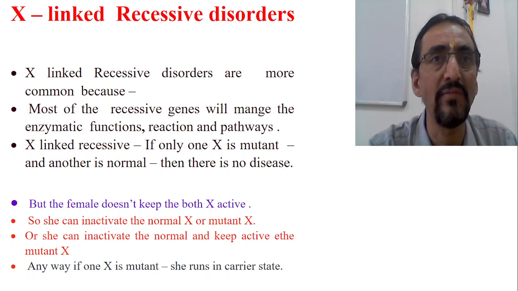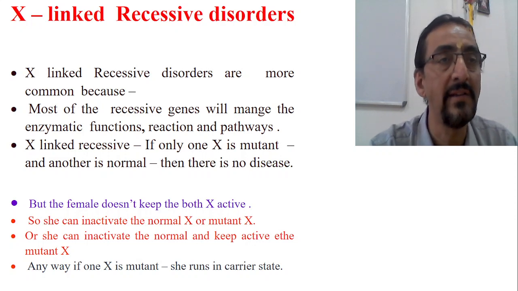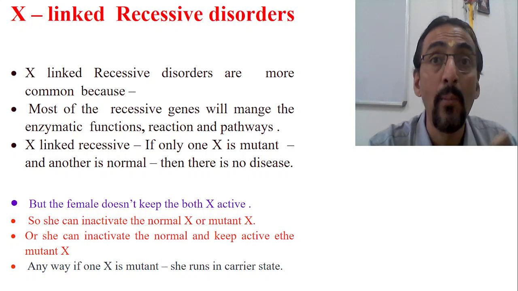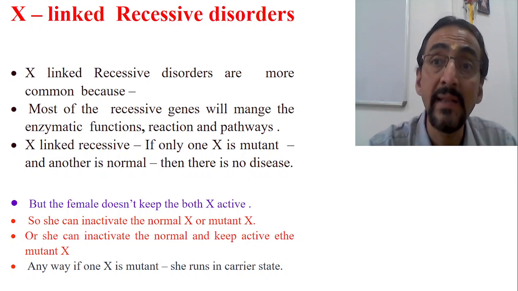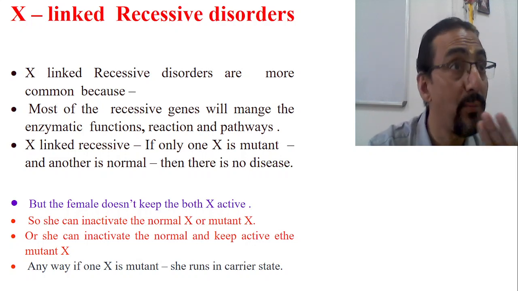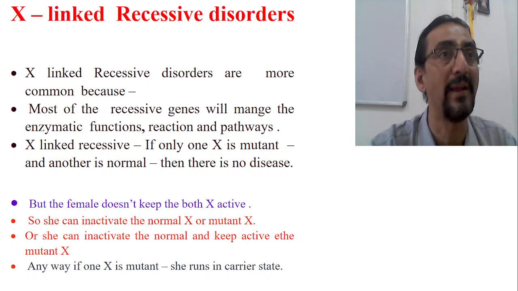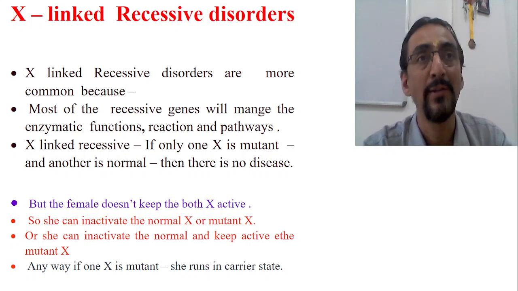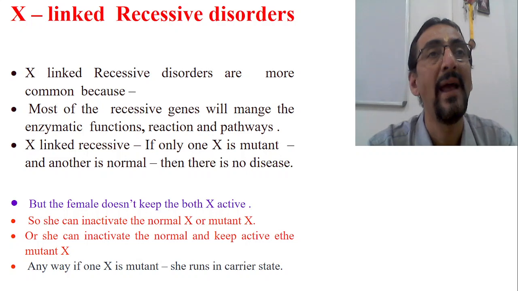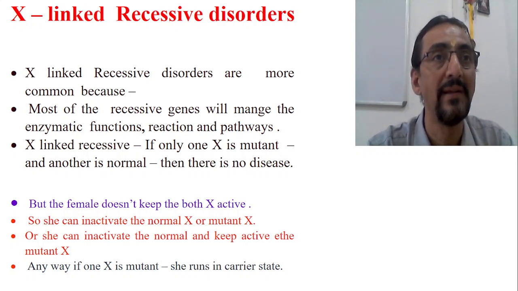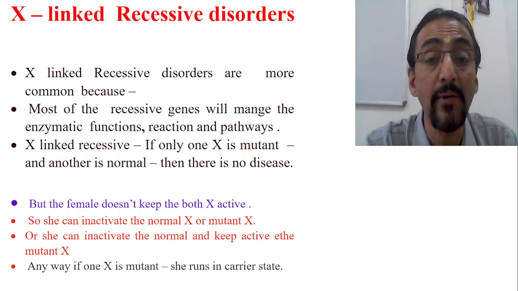This is also called the Mary Lyon hypothesis, where she proves that although a female contains 2X, actually one X is completely working, another X is only partially working. It is not mutant, it is inactivated forcefully. The stronger one is going to inactivate the other X forcefully. So it is partially inactivated. She can inactivate the normal X or the mutant.